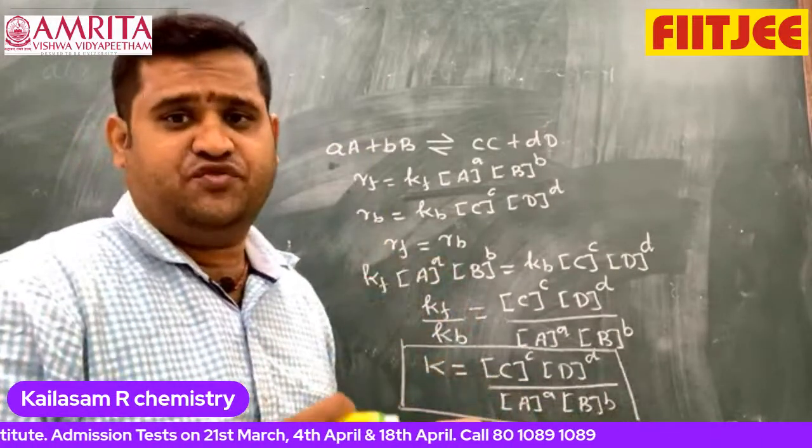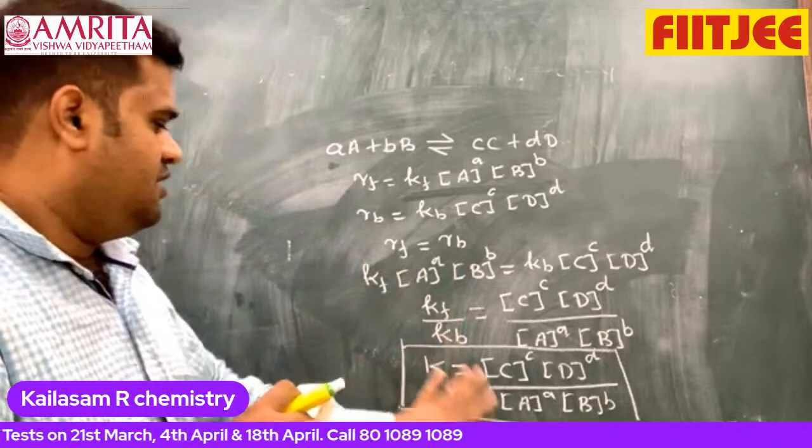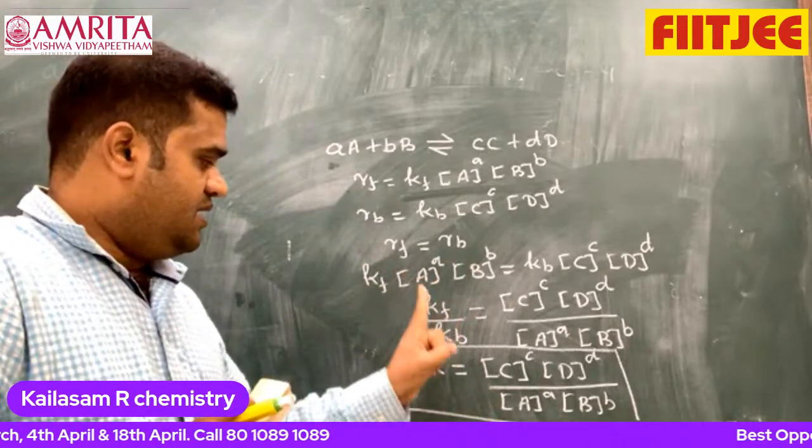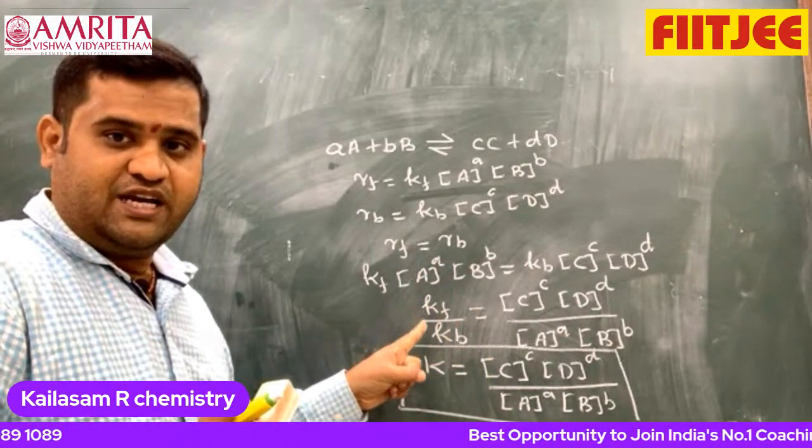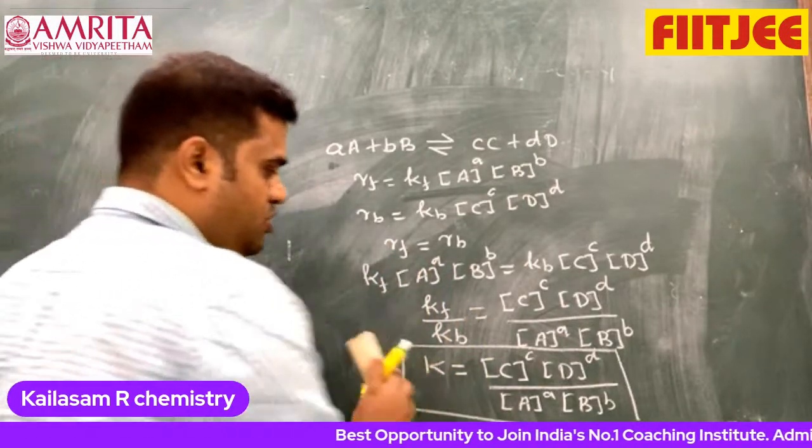Kp as well as Kc for both the reactions. Look at this. Now the equilibrium constant can be defined as the ratio of the rate constant of the forward reaction by the rate constant of the backward reaction. Now we'll come to the point.